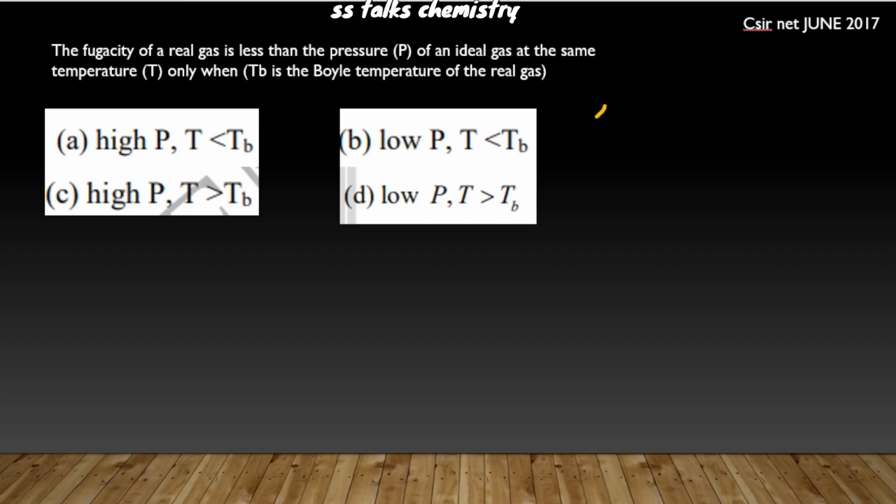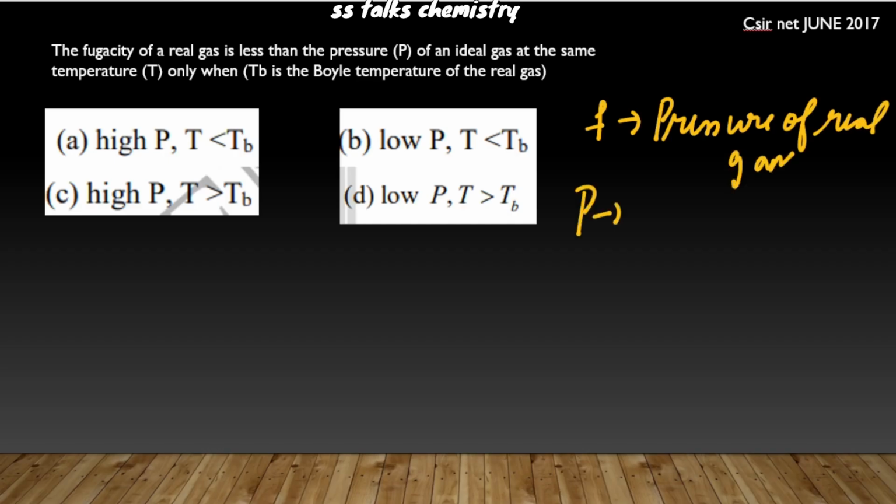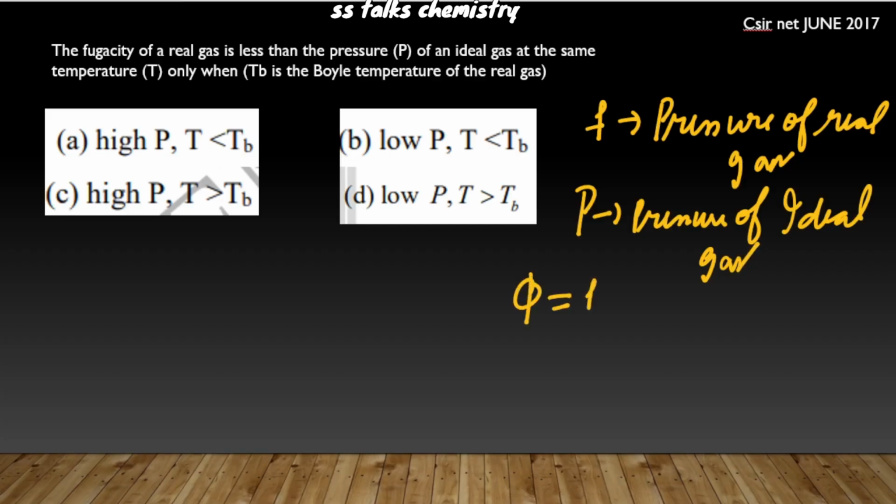Okay. So fugacity, it is the pressure of the real gases. Whereas P is the pressure of the ideal gases. The ratio of these two, the phi value, you define it as F upon P. This is called the fugacity coefficient. This is the whole concept.